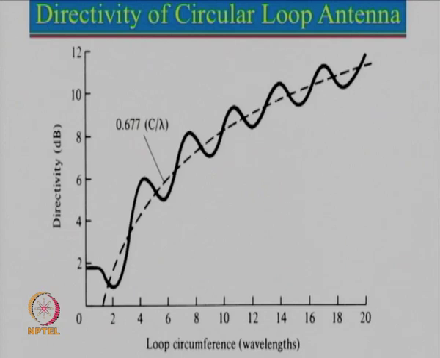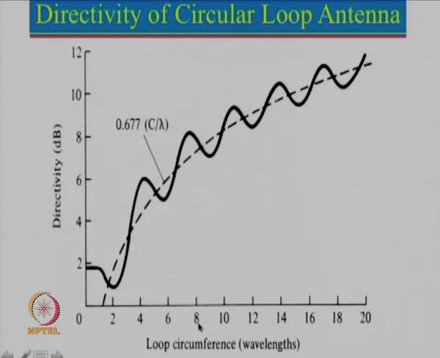So here is the expression for the directivity. So here we have a loop circumference normalized with respect to wavelength, and this is the directivity in dB. Now for a very small loop, you can see that the directivity is slightly less than 2 dB, which is somewhat similar to a small length dipole antenna. We saw that the directivity is of the order of 1.74 dB, so it is very similar to that.